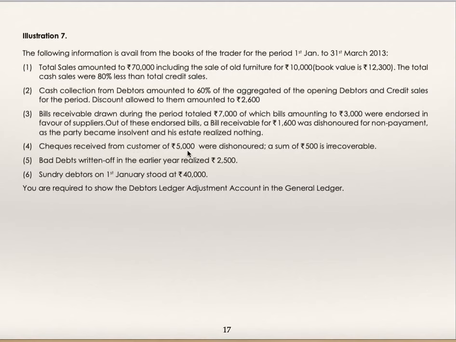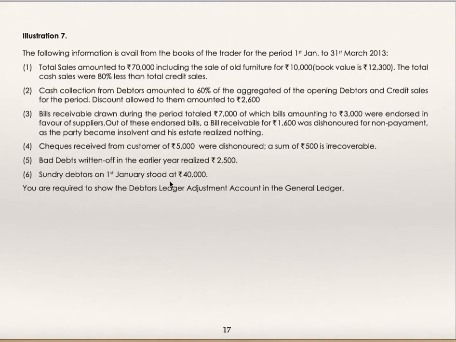Cheque received from customer 5,000 was dishonored. Sum of 500 is irrecoverable. So 5,000 received from customer is dishonored, so debtors balance will increase. It is to be debited, and 500 is irrecoverable. These are bad debts to be credited to debtors account. Bad debts written off in the earlier year realized 2,500. Bad debts recovered not to be entered in self-balancing ledger.